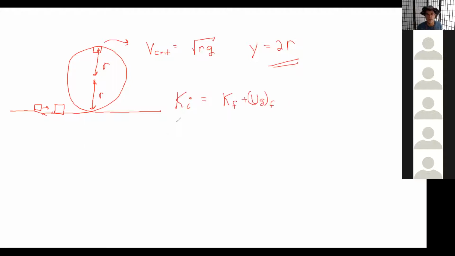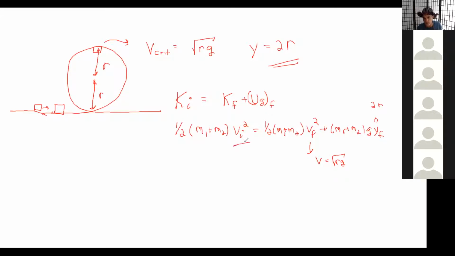So basically what I would say is 1/2 (m1 plus m2) times v squared, this is v initial, equals 1/2 (m1 plus m2) times this final speed squared plus mgy. This final speed is going to be the critical speed of the square root of rg. This final height would be twice the radius.